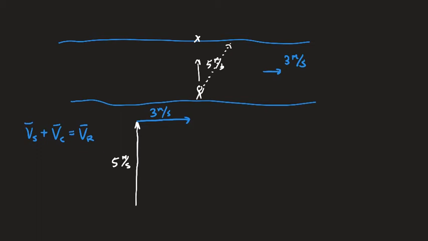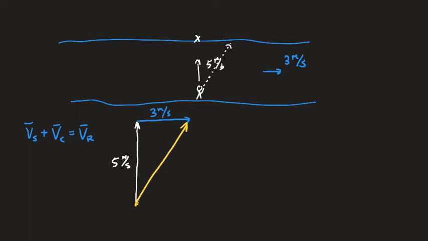The answer is not going to be 8. The person's not traveling at 8 meters per second, even though one of them is 5 and one of them is 3, because the person moves along this line. The resultant is drawn from the starting of the first vector to the ending of the last vector. That is the resultant.